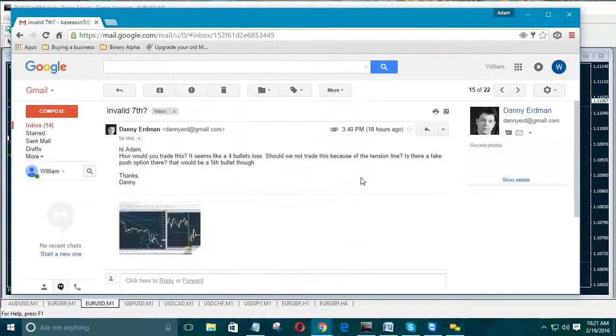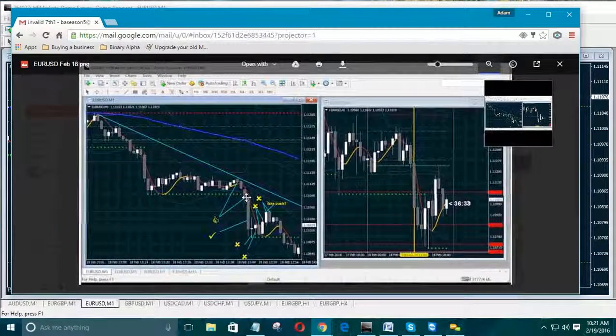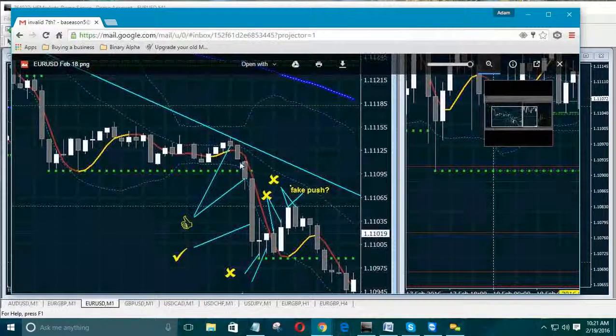All right. Let's go to the next question from Danny. How would you trade this? It seems like a 4 bullet loss. Should we not trade this because of these tension lines? Is there a fake push option? Okay, let's see here. Let's try to zoom in here on this. All right, so nice flag candle.